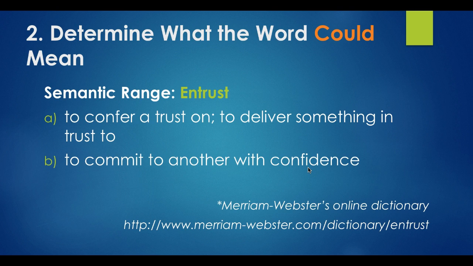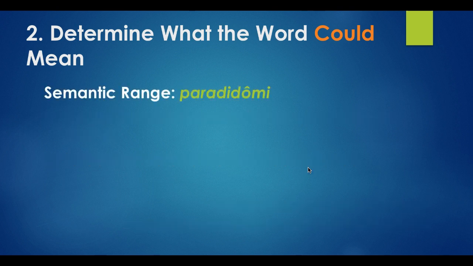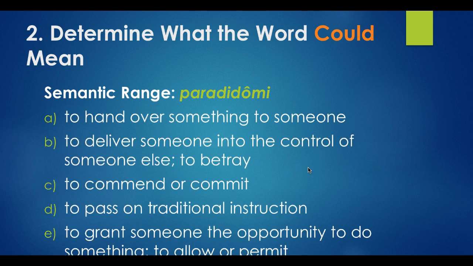When it comes to doing the semantic range, we don't want to look at the English word. We want to look at the original language word behind it. In this case, it's the Greek word paradidomai. And so if we look that up, it has these 5 different meanings.